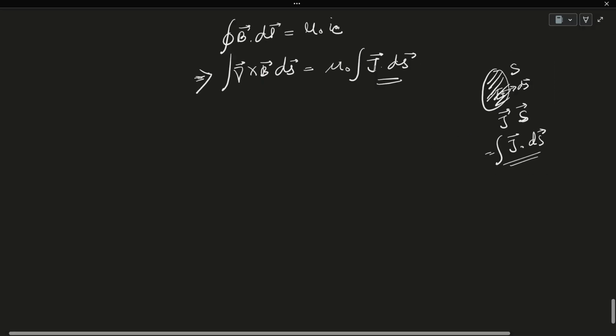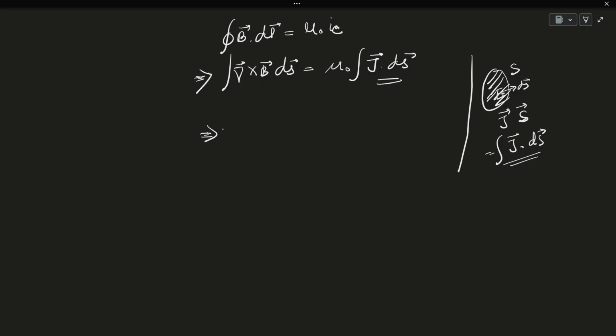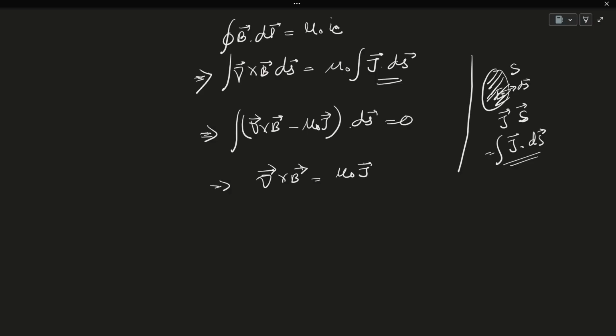So from here, this is coming. Now again the same argument. Let's do the same thing. Del cross B minus mu naught J dot ds will be equal to 0, and then del cross B will be equal to mu naught J. The same argument I am using: since the integral is 0, the integrand must be 0.